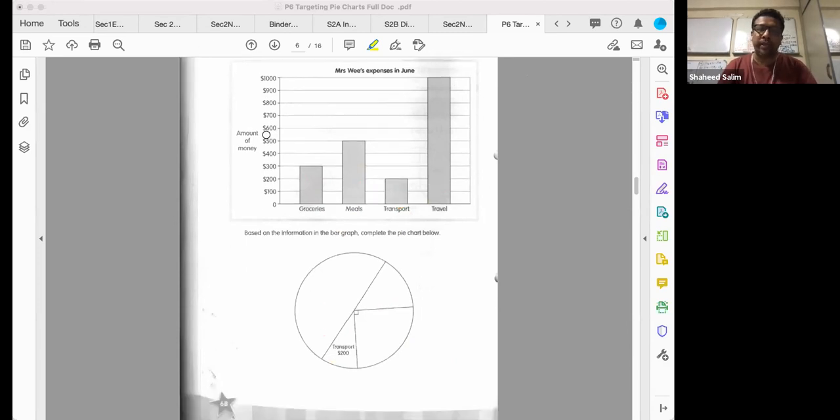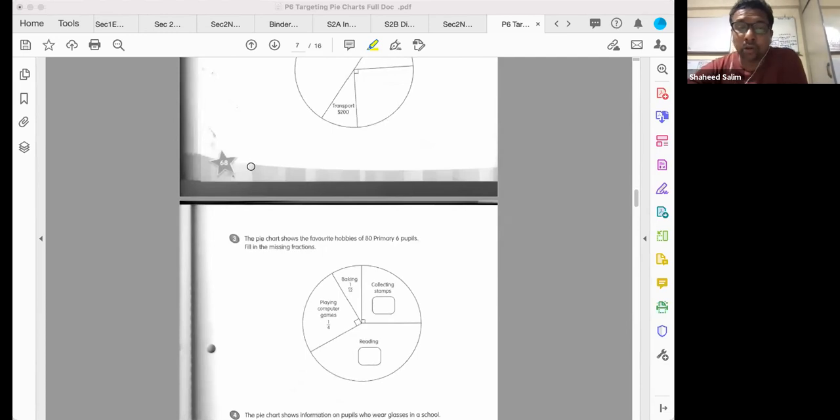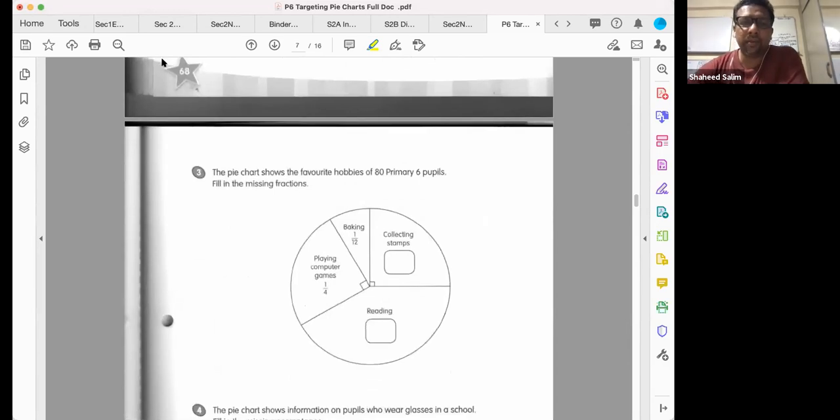You must be able to do this. Why? Because when you work in an office, even if you are a school teacher or nurse, they're going to use pie charts. Why, are they going to eat the pie chart? No, you must know how to read the pie chart. Why do they have the pie chart? Because it's easy to read.